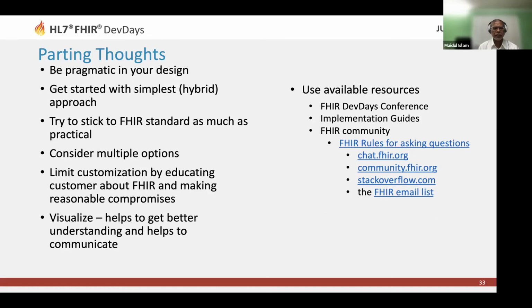And with that, I have a couple of parting thoughts: we need to always be pragmatic with our design. We need to see how simply we can fit the client requirement. In this case, we are doing a hybrid approach. And we will stick as much as possible to FHIR standards and then make it easier for the client so that they do not need to make changes on their side, as well as easier for the learning curve. What do you think, Sasha?